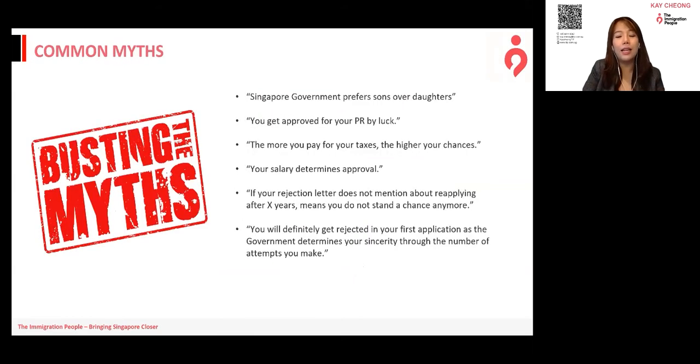Now the next one, it's a common myth. Like I did mention to you, if you pay attention to the previous slide, you know how ICA works, you would have known that this is not true. Singapore government prefers sons over daughters. Not true. I have a lot of clients with just daughters. I have clients who have 4 daughters, and still get their PR approved.